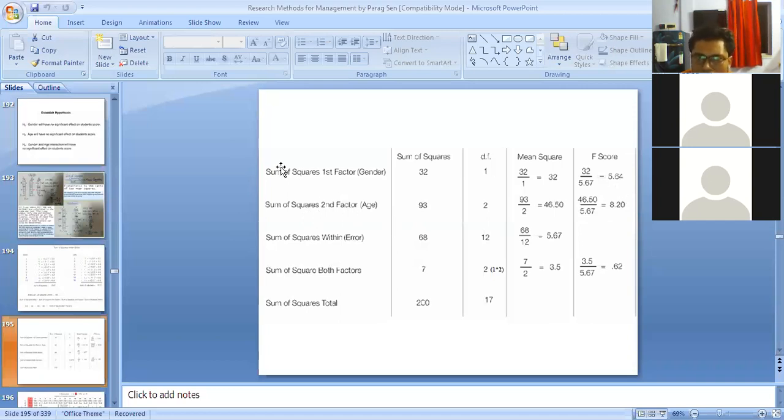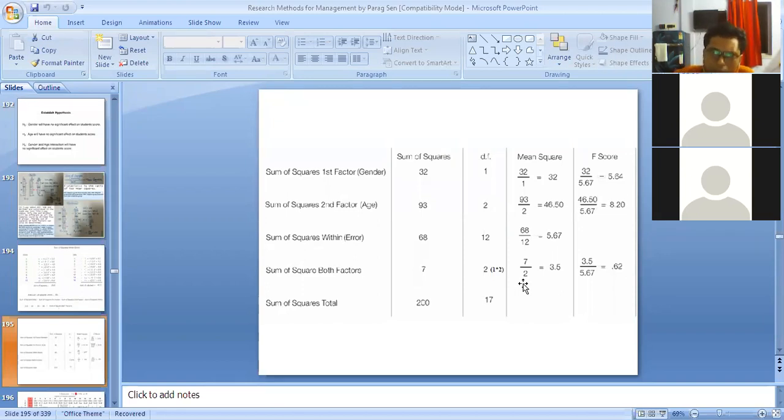But here you are considering the sum of square for gender, sum of square for age, okay, sum of square for both the factors, that means the interaction effect. And whenever you calculate the sum of square within, you are taking into account gender and age simultaneously. And that's why the F scores for gender and age are also getting changed. Okay, so this is the calculation procedure.